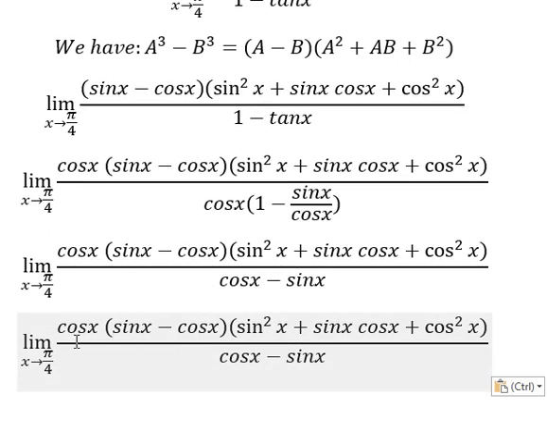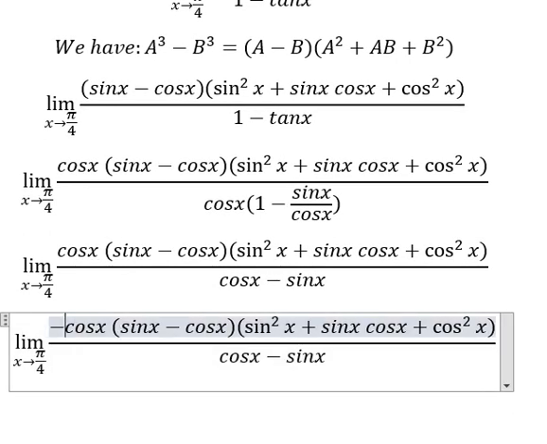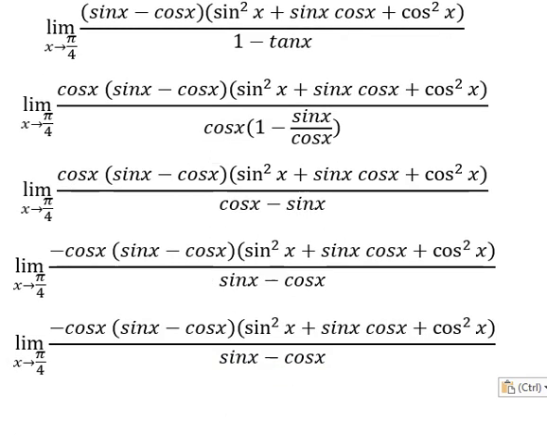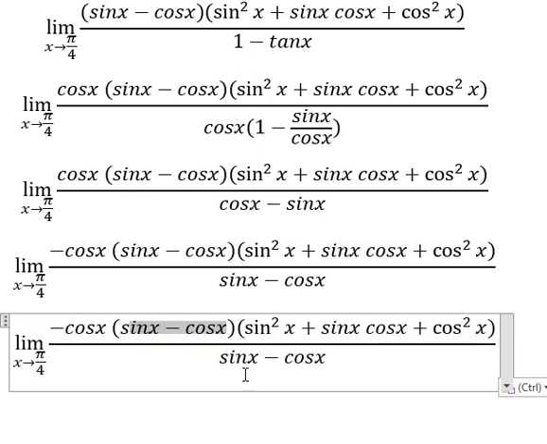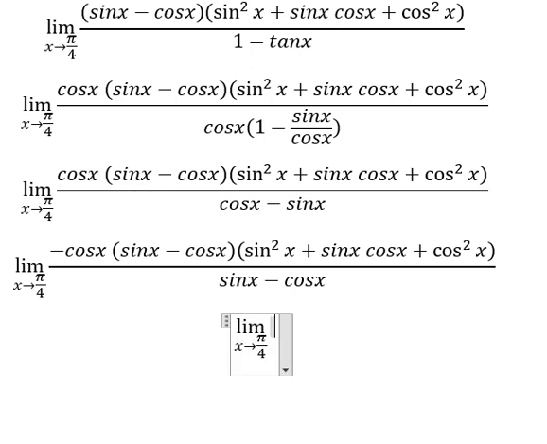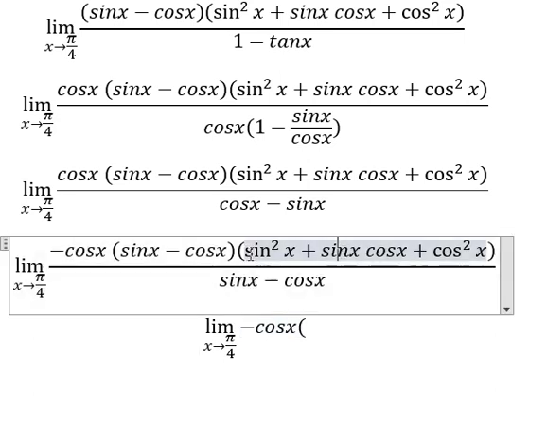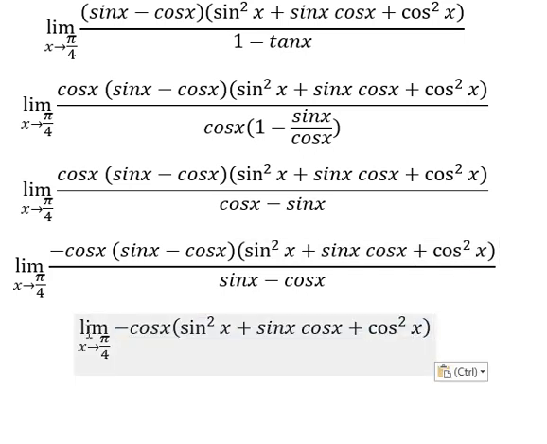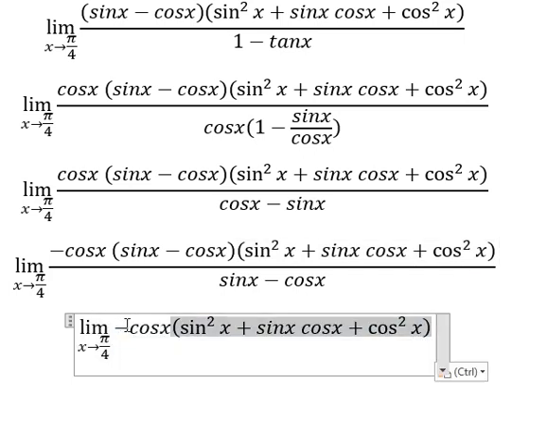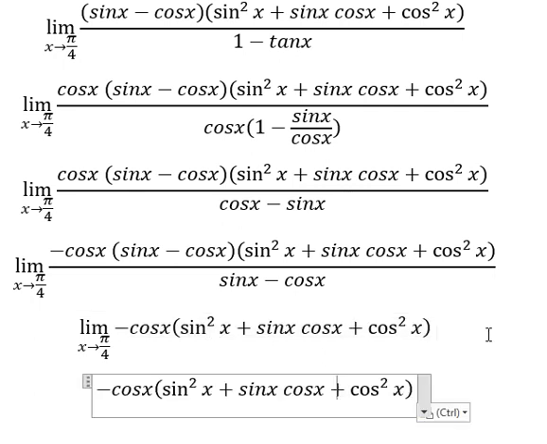Next, we put the negative on numerator and denominator. So this one we will have sine x minus cosine x. Now we need to simplify this one over this one, and we have negative cosine x multiplied by this one. So we put pi over 4 here, and now we have the final answer.